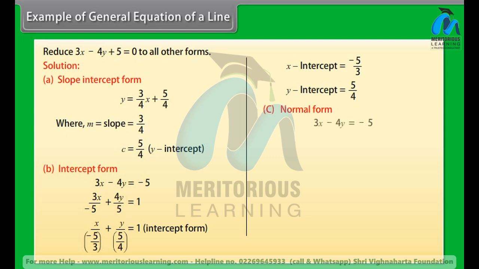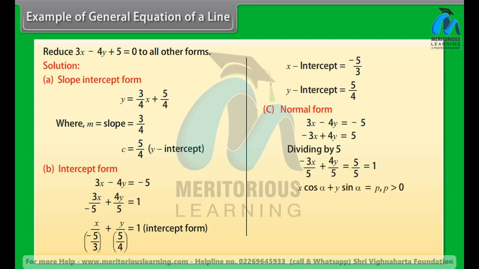Normal form. 3x minus 4y is equal to minus 5, or minus 3x plus 4y is equal to 5. Dividing by 5, minus 3x by 5 plus 4y by 5 is equal to 5 by 5 is equal to 1. x cos alpha plus y sin alpha is equal to p, p greater than 0, where cos alpha is equal to minus 3 by 5, sin alpha is equal to 4 by 5, and p is equal to 1.